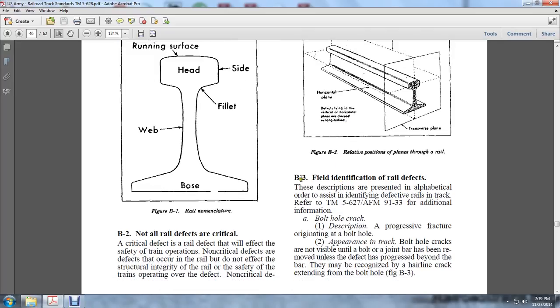Field identification of rail defects. The descriptions are presented in alphabetical order to assist in identifying defects in the rail and the track. Refer to TM 5-627 and AFM 91-33 for additional information.